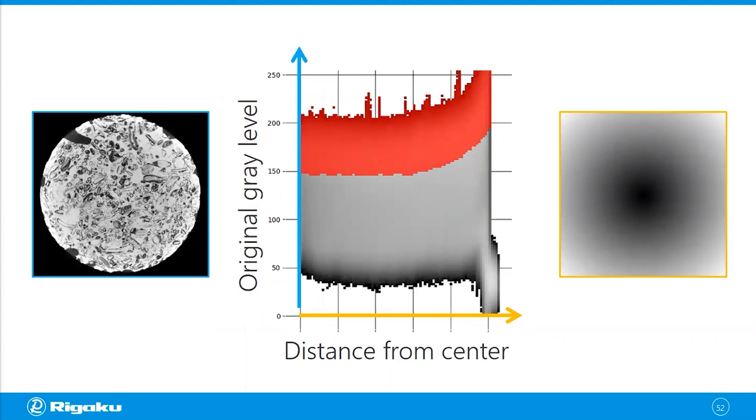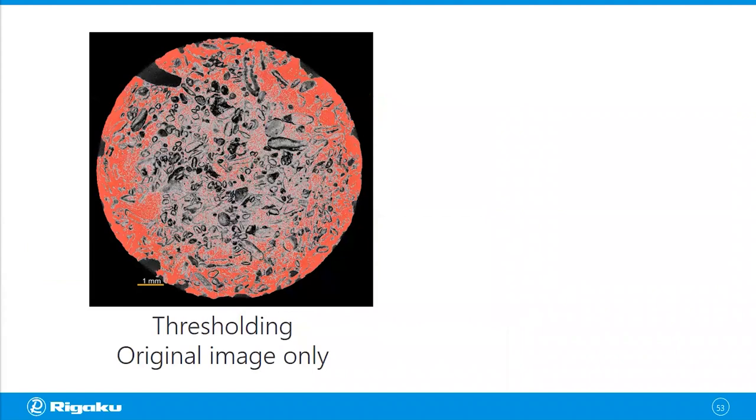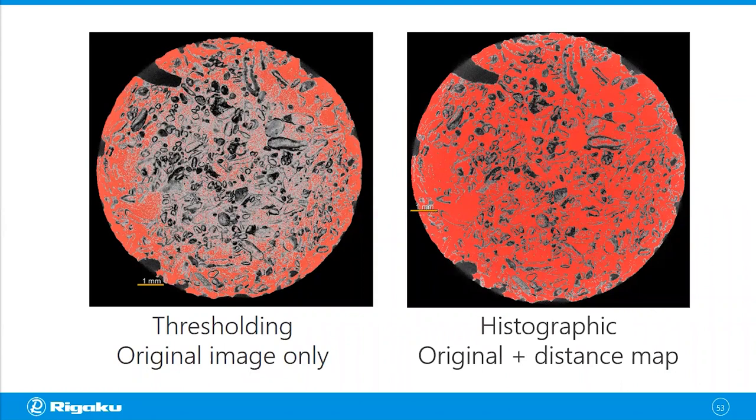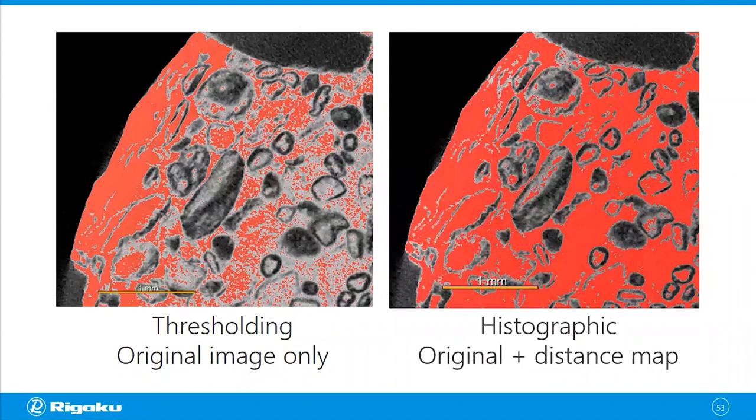So this is where we started with just one simple threshold, which was not working very well. But if you use the histographic segmentation by combining the original and distance map, you can get a segmentation that is this clean. So let's zoom in. So we had a problem with this one, but the histographic segmentation looks a lot better. We don't have holes towards the center, and we still have those voids towards the edge intact. So you can see that the histographic segmentation can be very effective when you have a severe shading artifact.